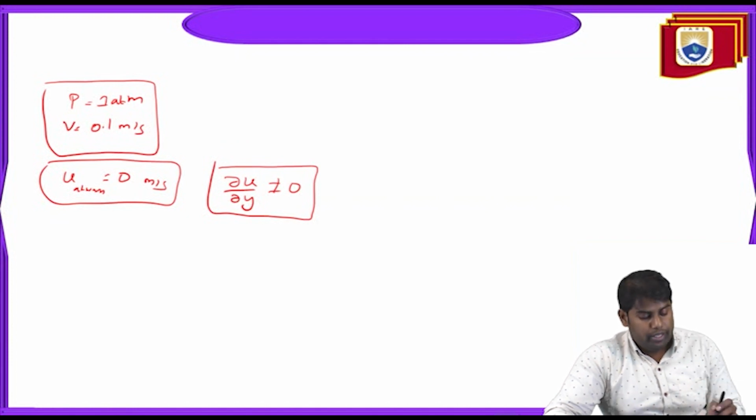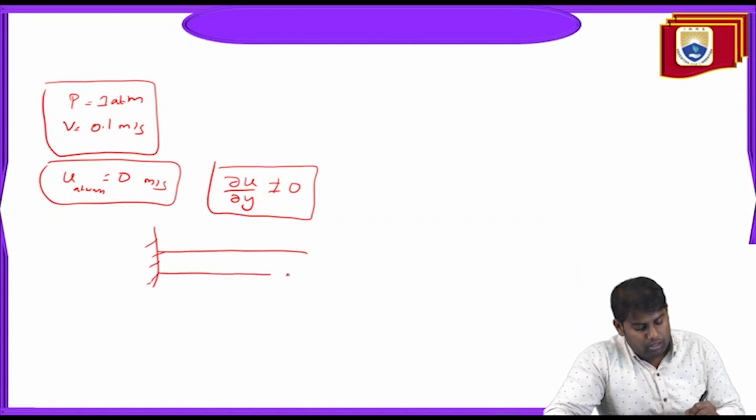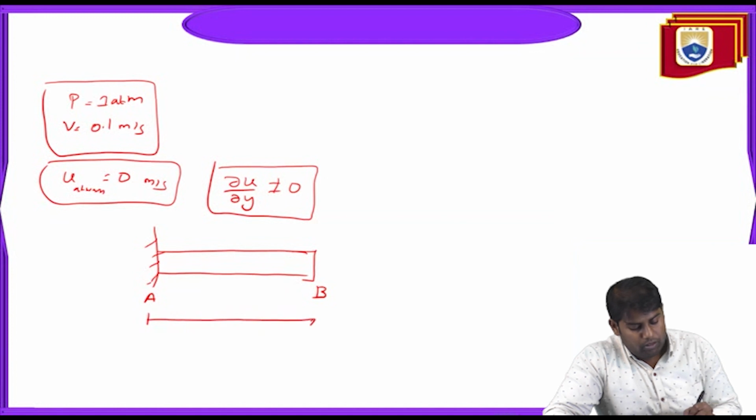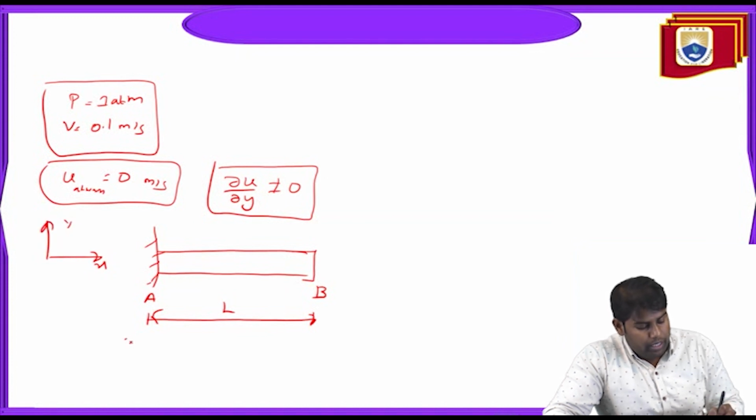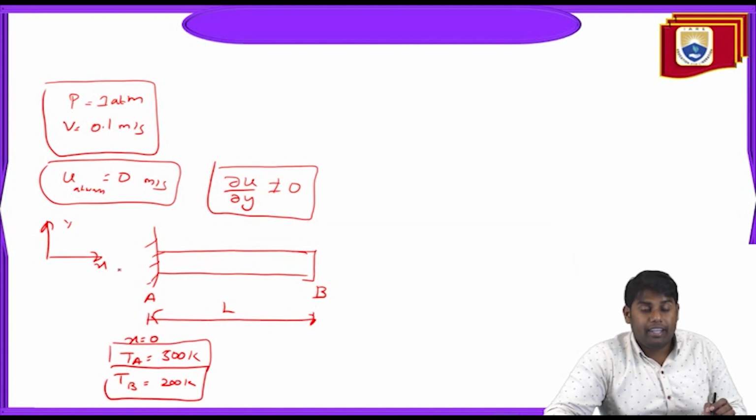Okay, so we take another example. Let's say one dimensional heat conduction of a rod. Let us take this as station A and this as B. This length is L. This is the x-axis, this is the y-axis. At x equal to 0, T at A, let us take it as 500 Kelvin. Now T at B, we take it as 200 Kelvin. So this is one sort of Dirichlet boundary condition.